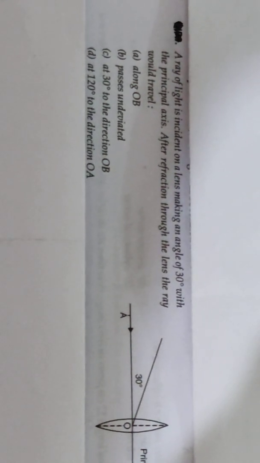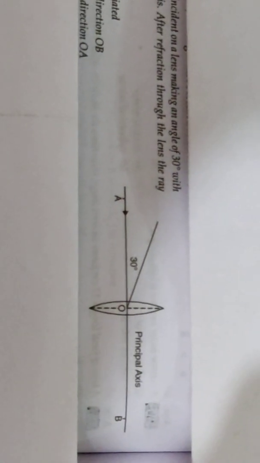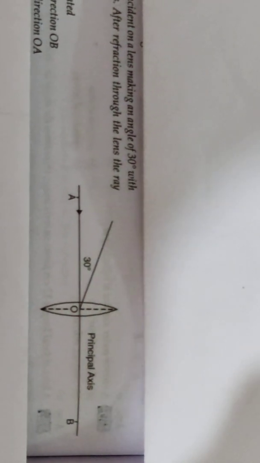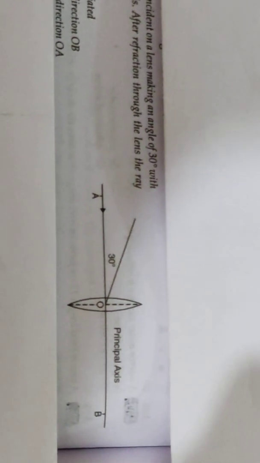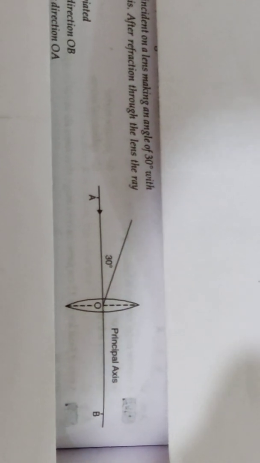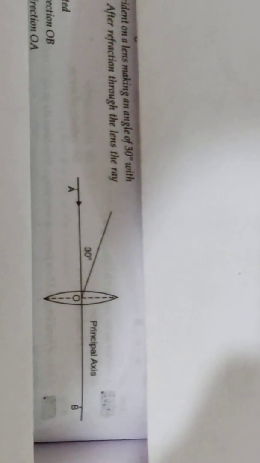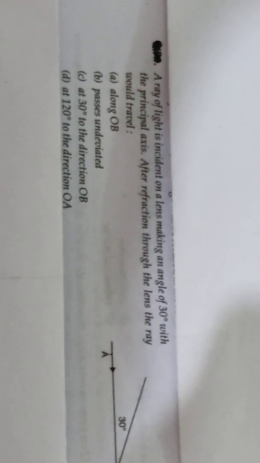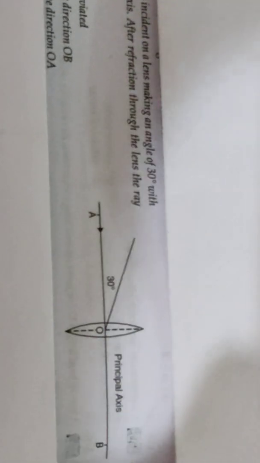At 30 degree to the direction OB. Now students, if we extend this ray, we know that the ray goes undeviated. So if we draw the refracted ray, which we get by producing this incident ray on the other side, vertically opposite angles are always equal. So in that case, the refracted ray actually will make angle 30 degree with OB. So if we look at the third option, at 30 degree to the direction OB, that is also correct. It's not wrong. At 120 degree to the direction OA.